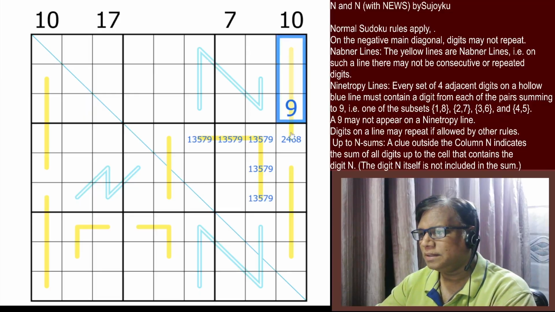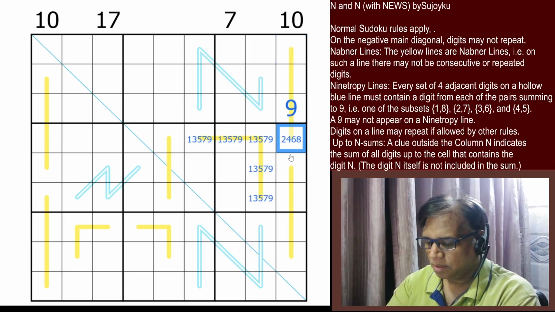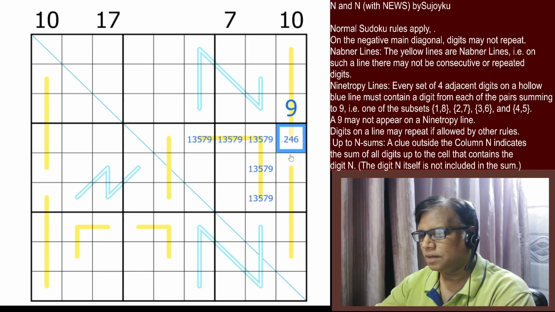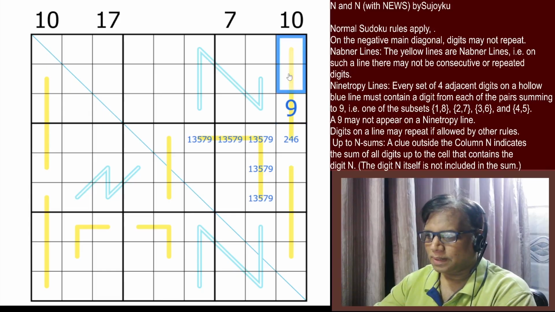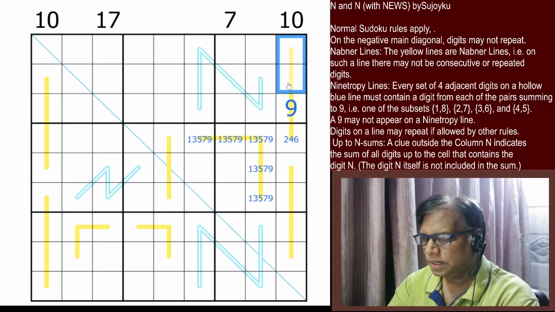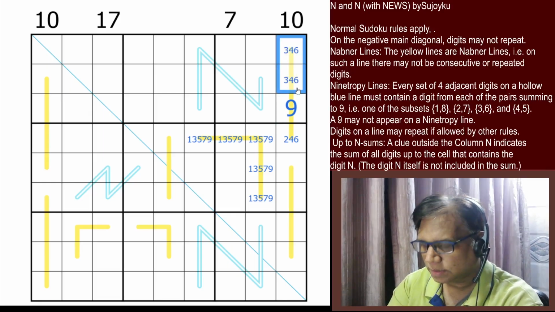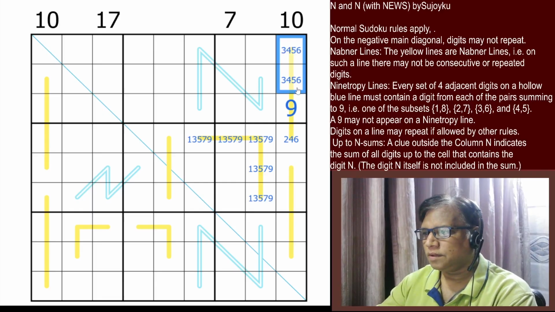Alright, now clearly this is a Nabner line. You cannot have consecutive digits, so the ones you have put 9 here, you can easily take out 8 9. Now this should sum to 10, right? Because of the up to 10 sum. That is definitely not 1 9. That cannot be 2 8, right? Because 8 is also a neighboring option. Also only 2 options, right? 3, 6 and 4, 5, right?